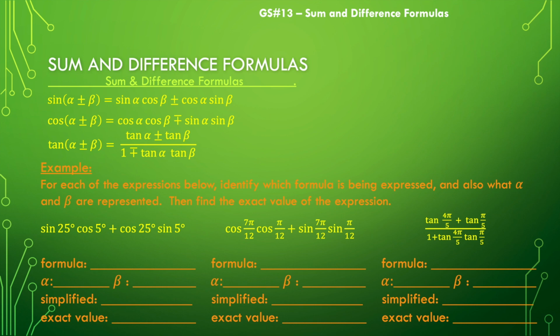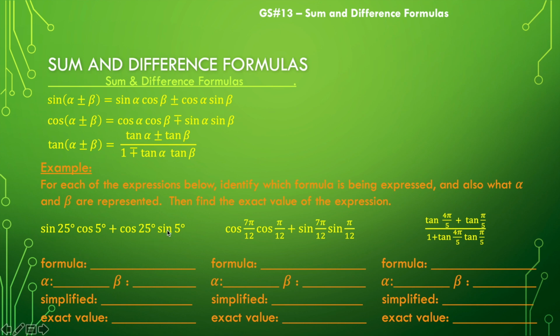Here we have some examples where we're given some of the right sides of the formulas, and we're asked to identify what is the formula being used, what's the alpha and the beta in this case, what's the simplified formula, and what's the exact value of the expression. So this is a little bit easier because we're working backwards.